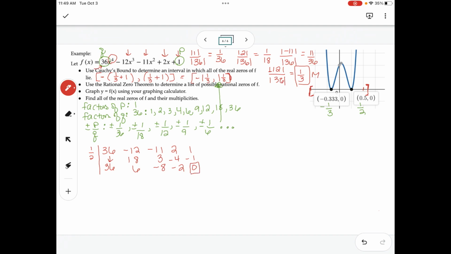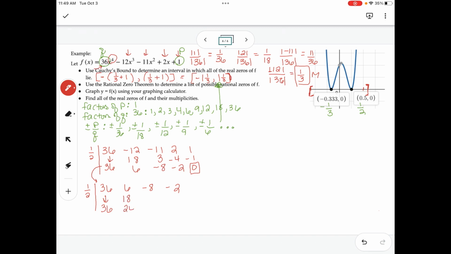Clearly we see that. But I'm cautious here because I do see that my graph dips down and touches. That tells me that I have an even multiplicity. So half probably gets to be counted twice here. So I'm going to use my reduced polynomial and see, does half go in a second time? So I'll have 36, 6, negative 8, and negative 2. Always bring down the 36. Half of 36 is 18.